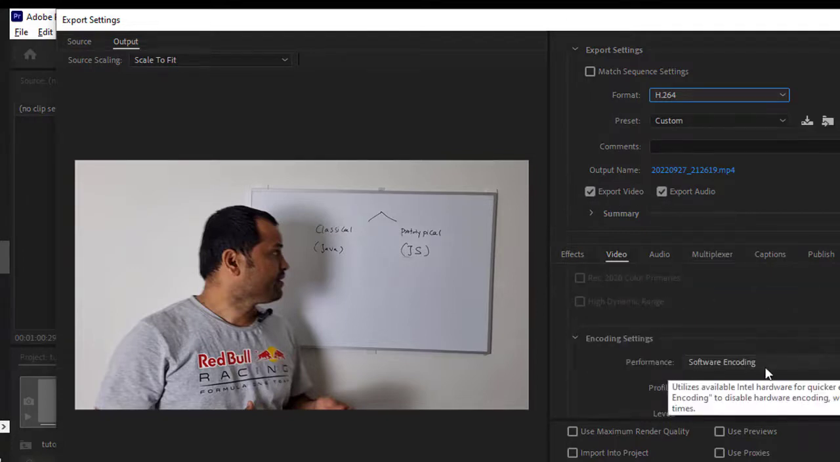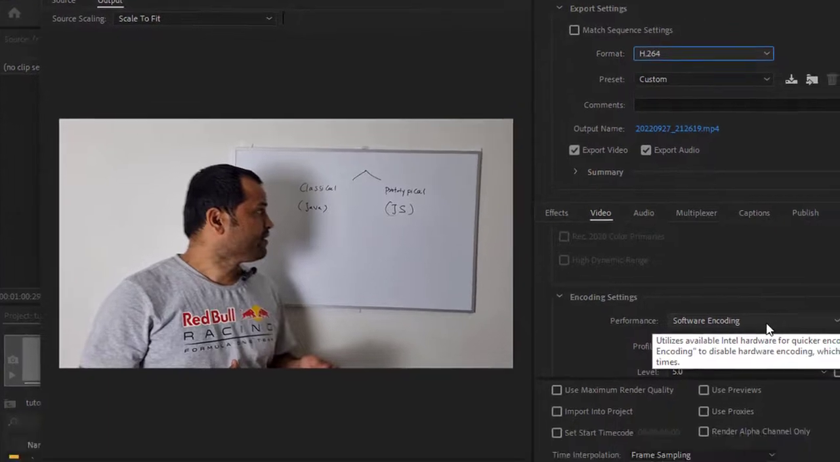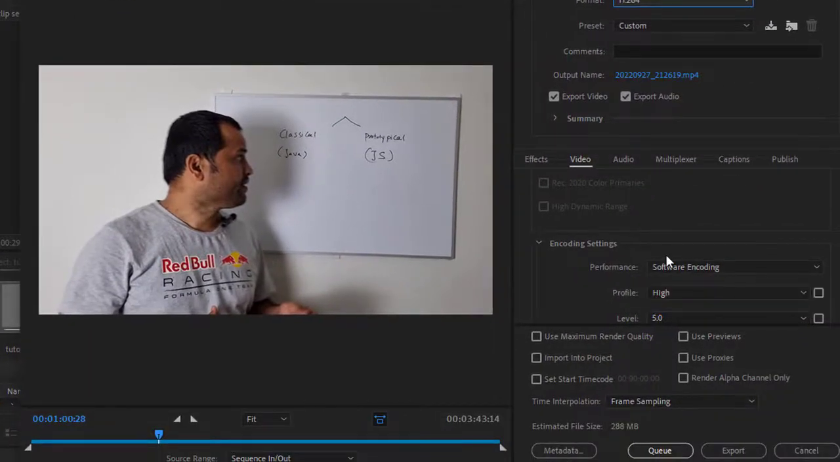You also have to make sure that in the Performance setting you select software encoding so that faster processing happens, and then you can click on Export. What happens is that an MP4 file will be created, and the file size will be small as well as crisp, and the quality will also be high.